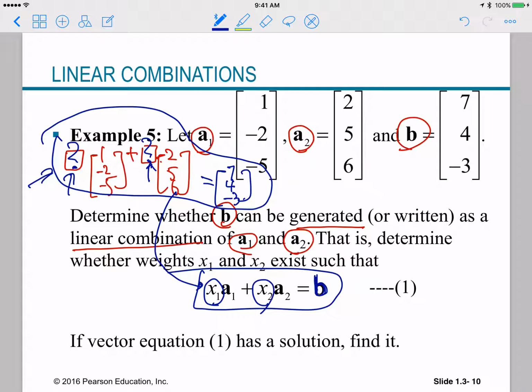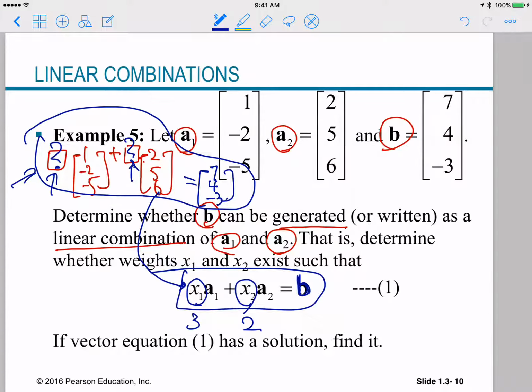Three times a1 vector plus 2 times a2 vector equals b vector. Is it right? You can verify that if that is true. But here our task is to find out x1 and x2. And sometimes those two values may not even exist, just like the case where we have no solutions in the linear system.